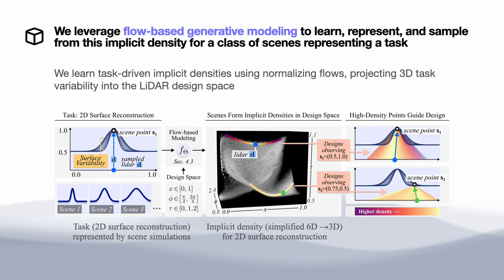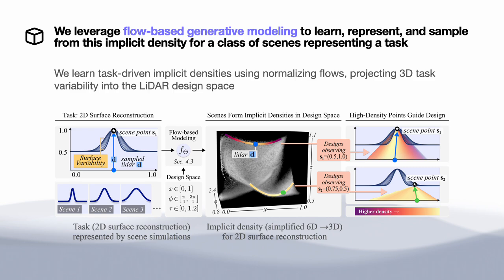Although we now have a well-defined evaluation metric for each design point, identifying and sampling from high-density regions for a given task is still challenging. To solve this problem, we leverage flow-based generative modeling, specifically normalizing flows, which help us to efficiently learn, represent, and draw high-quality samples from the high-density target distribution under task-specific scene simulations.